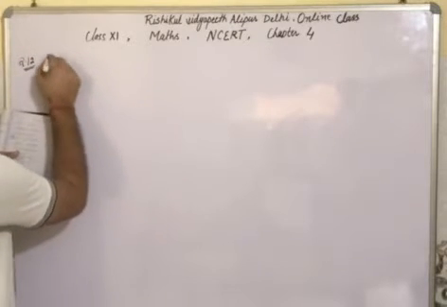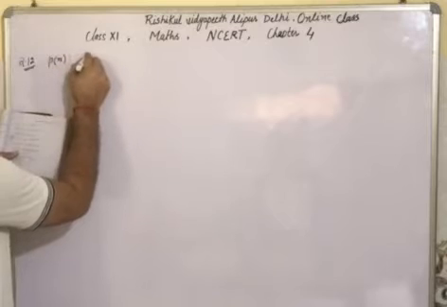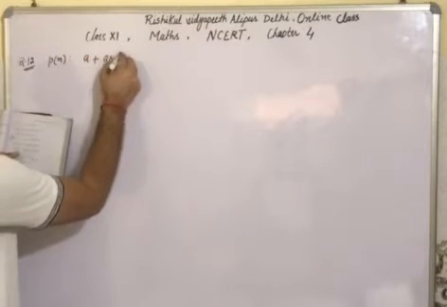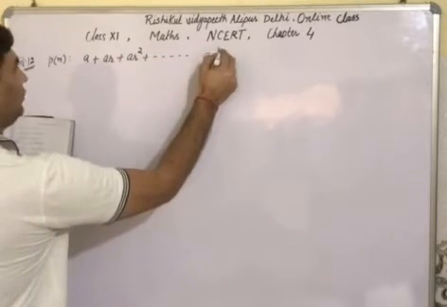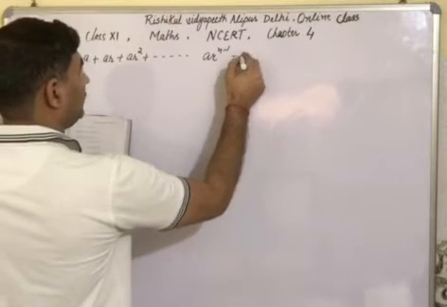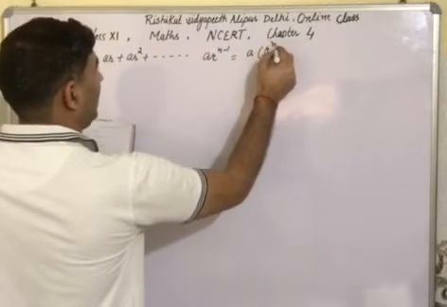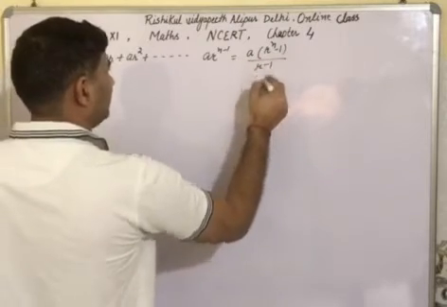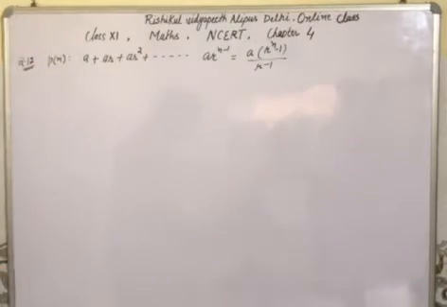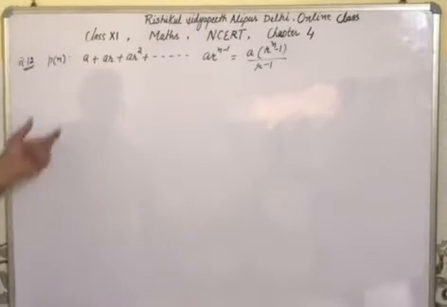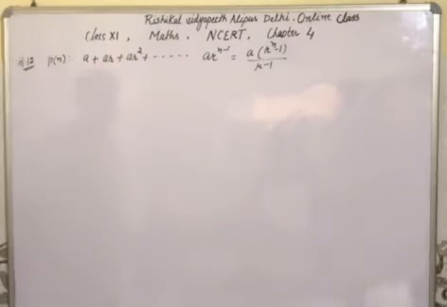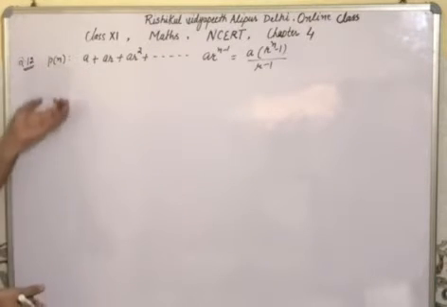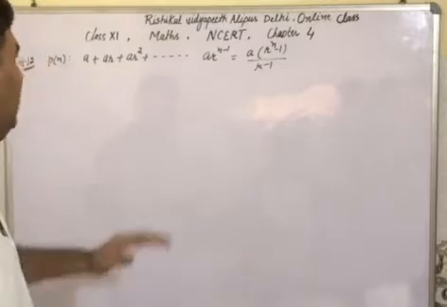Question number 12. P of n: a plus ar plus ar square plus and so on up to ar raised to power n minus 1 is equal to a into r raised to power n minus 1 upon r minus 1. This is the formula of GP, but we can prove that the left hand side is equal to the right hand side by the principle of mathematical induction. First we prove that the statement is true for n is equal to 1.